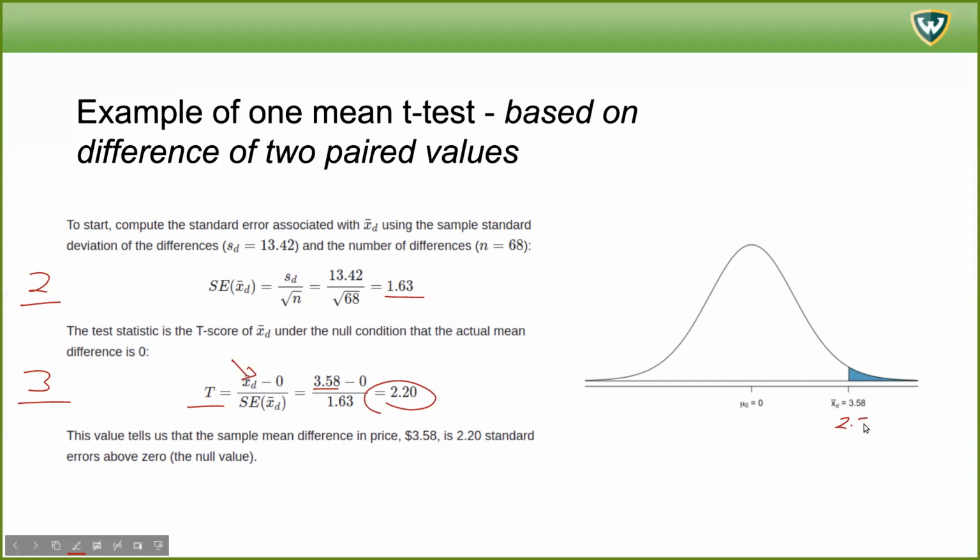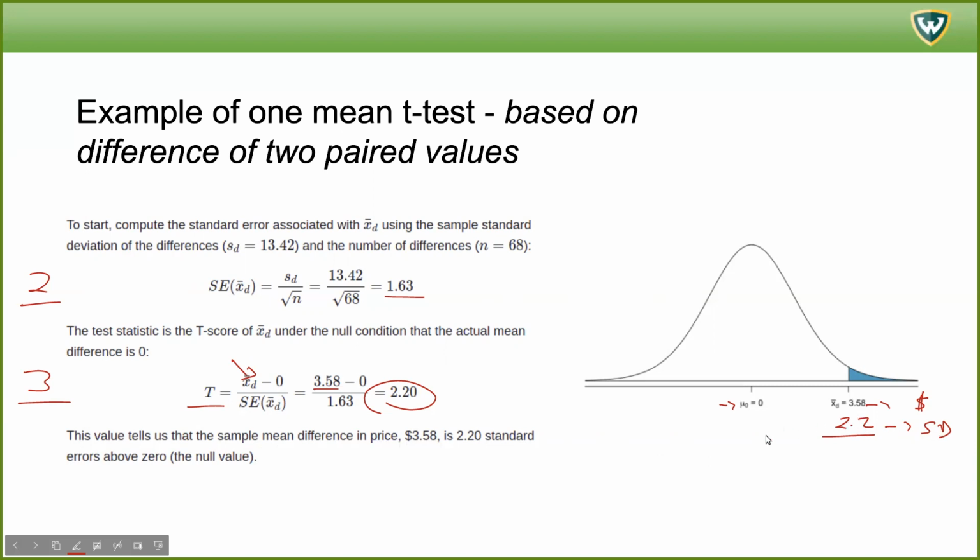So that's 2.20 standard deviations. The difference here we are measuring in terms of the price; here, we're measuring in terms of standard deviations. So what do we do to find the p-value? Now we need the p-value. This value tells us that the sample mean difference in price, 3.58, is 2.2 standard errors above 0.